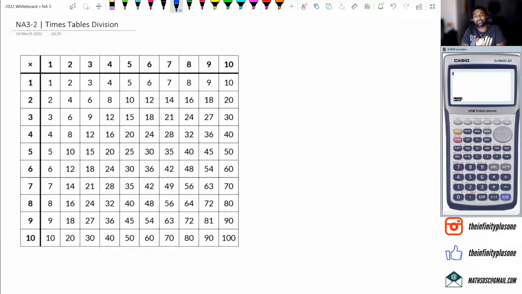Hey guys, so following on from that multiplication one, we now look at the division one. And again, this whole thing is connected, right? So you've got to learn your times tables. And I think I already said that quite a few times in the last video, but we're going to say it again. You've got to learn your times tables.